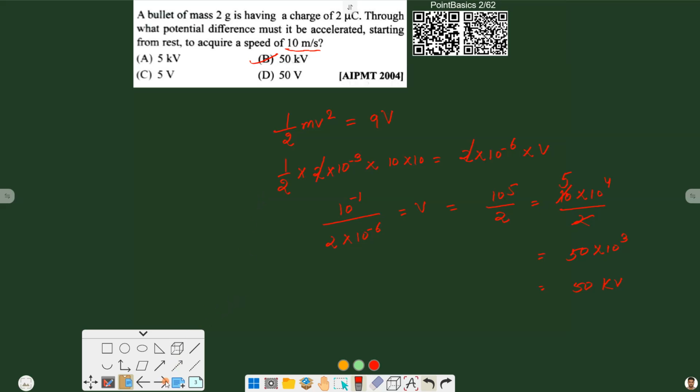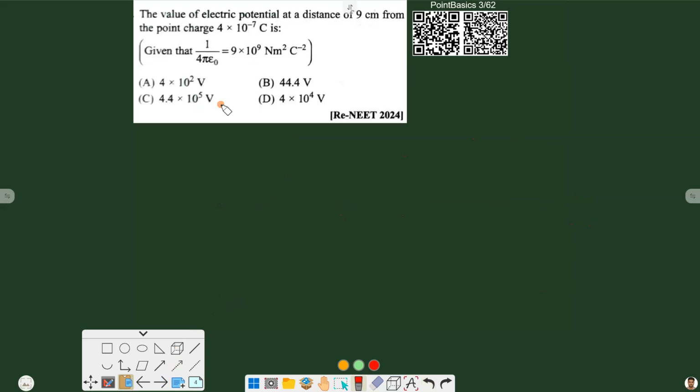Moving to next question. Value of electric potential at a distance 9 centimeter from the charge. The value of charge is given, and we know that the formula for electric potential is given by K Q by R, where R is the distance from the charge, or center to center distance.